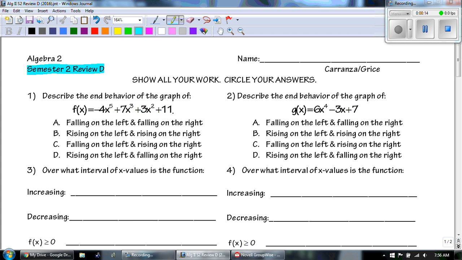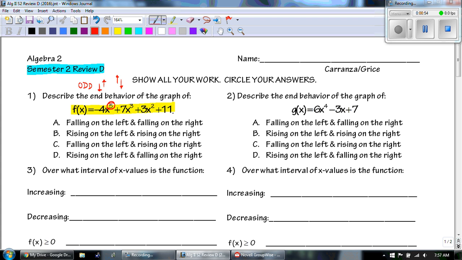So, number 1 says to describe the end behavior of the graph. Okay, we have f of x equals negative 4x to the 5th plus 7x cubed plus 3x squared plus 11. The main thing that we need to look at first is that it is an odd number, okay? So when it is odd, our end behaviors are either going up and down, or they're going down and up. And we have to determine which one it is.